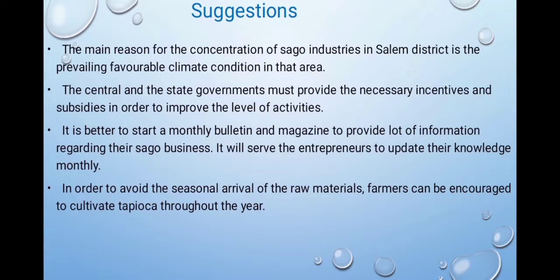Next one is suggestions. The main reason for the concentration of sago industries in Salem district is the prevailing favorable climate condition in that area. The central and state governments must provide the necessary incentives and subsidies in order to improve the level of activities. It is better to start a monthly bulletin and magazines to provide a lot of information regarding their sago business. It will serve the entrepreneurs to update their knowledge monthly. In order to avoid the seasonal arrival of the raw materials, farmers can be encouraged to cultivate tapioca throughout the year.